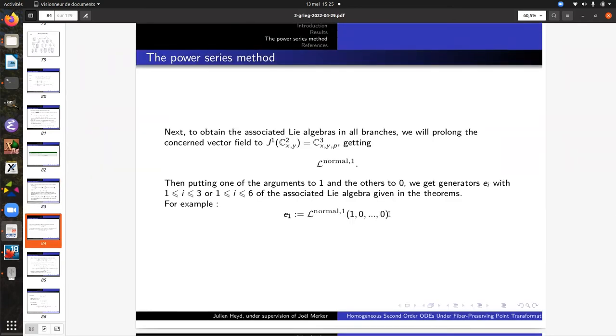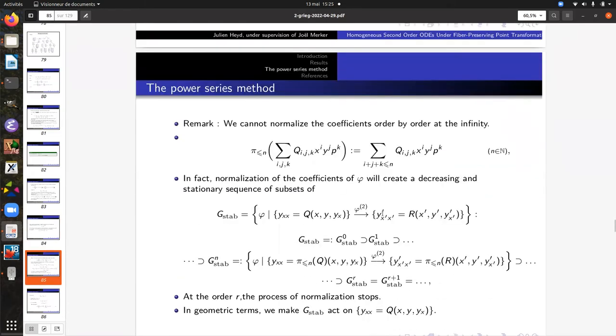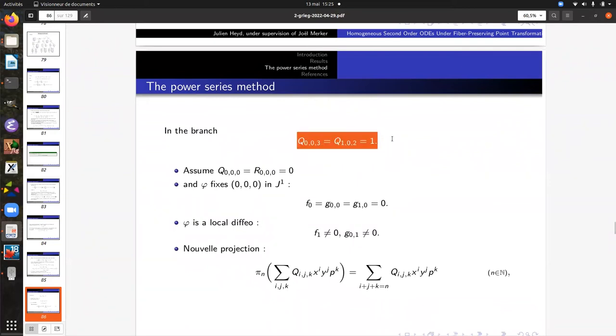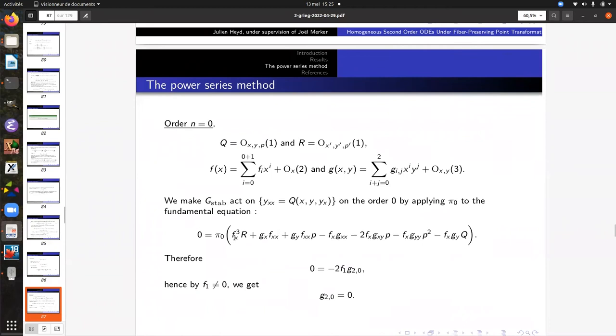And then you place yourself in this branch. Okay. So this is more a description of what's happening before you finish in a branch, okay? You project the power series on order n terms as here. And now it's just a description of what's happening in small orders here, okay? So once you have stabilized the first order prolongation or second order prolongation, you must have the stability group. So this is an explanation of this.